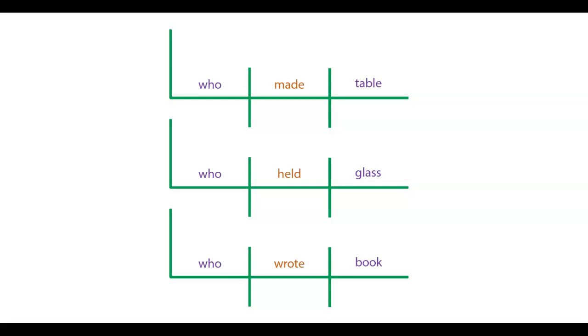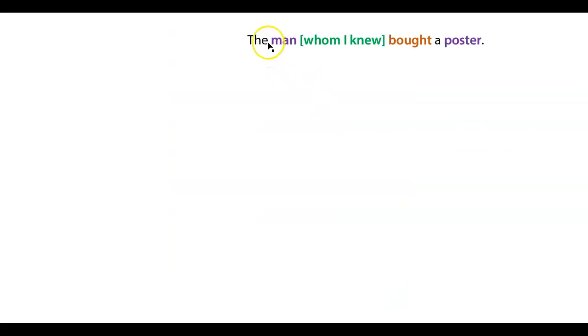All the adjective clauses we've seen so far have had the word who or maybe that, right? In recent ones, we had who made the table, who held the glass, who wrote the book, and these are all modifying clauses. Now we're going to look at something a little bit different. The man whom I knew bought a poster. Whom is going to work a little bit differently from who, and we're going to figure out how.